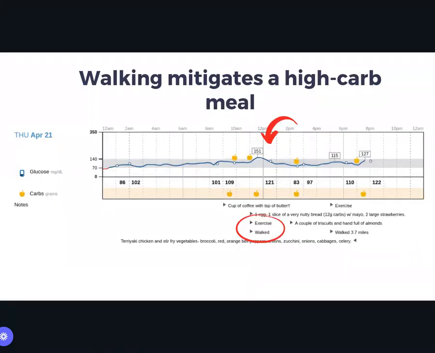So this is an example I've taken. This is an actual blood sugar graph from using a continuous glucose monitor. You can ignore some of this here, but what I want you to see is right here, this gray box is the Goldilocks zone, where you're trying to stay in your Goldilocks zone. And this person ate a meal. It looks like they had a slice of very nutty bread, some strawberries.